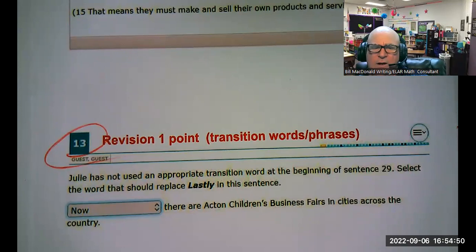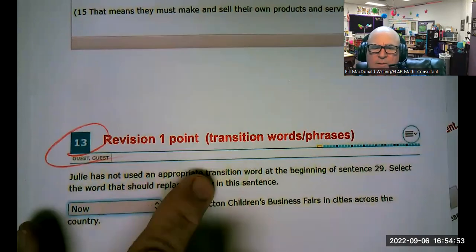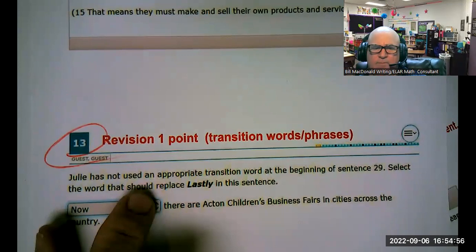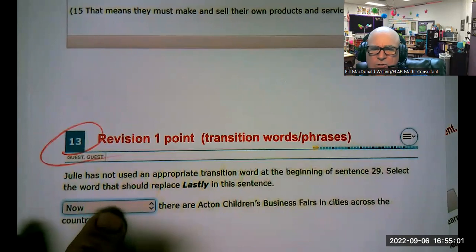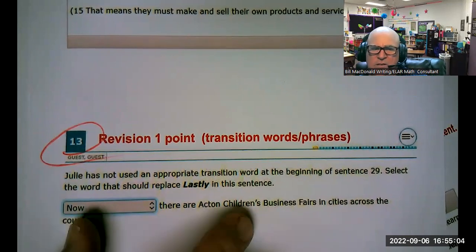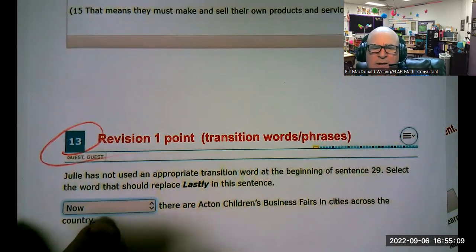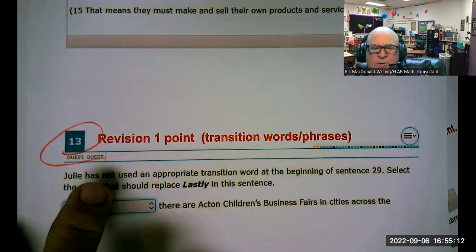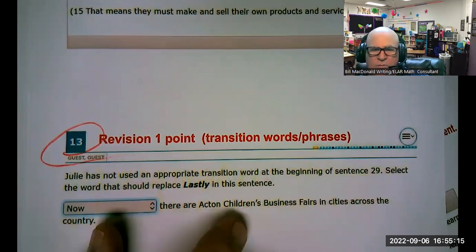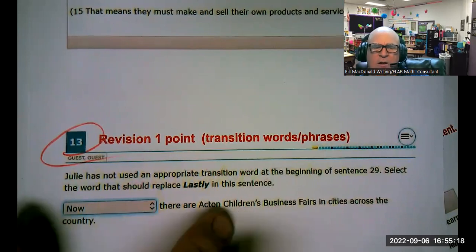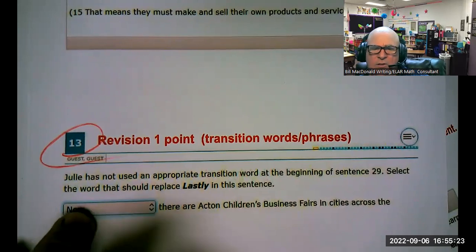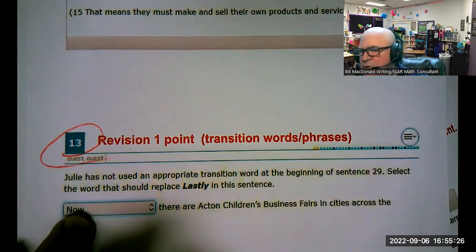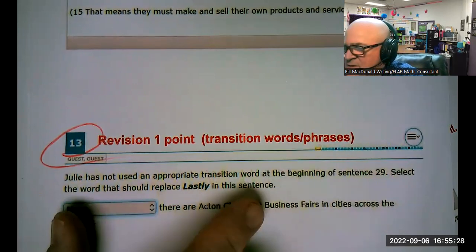At the beginning of sentence 29, select the last word, the word that should replace lastly in the sentence. Now there are children's business fairs in cities across the country. So now that the passage is over and these kids have done lots of great things for the community, for the country, as you can see here, at the end result, meaning right now, there are a lot of these fairs all over the country in different cities.